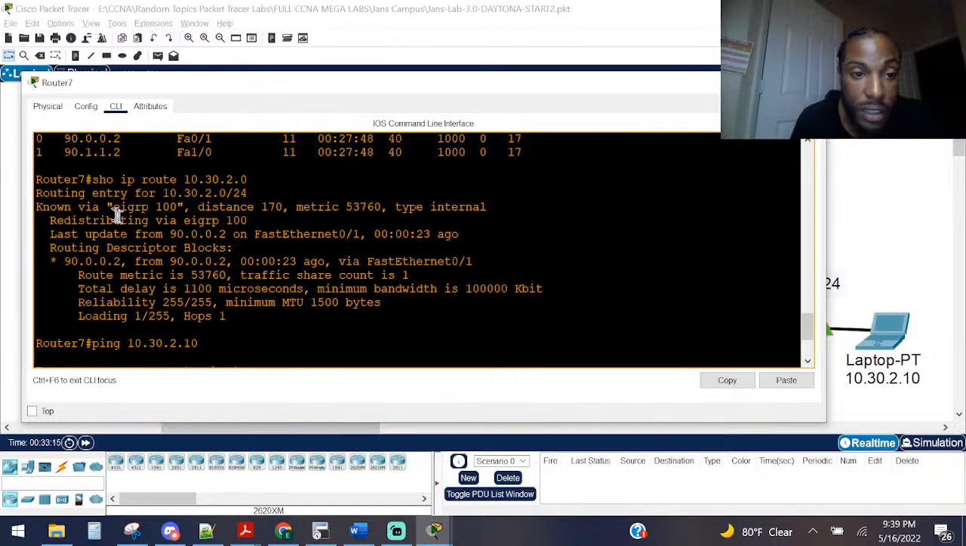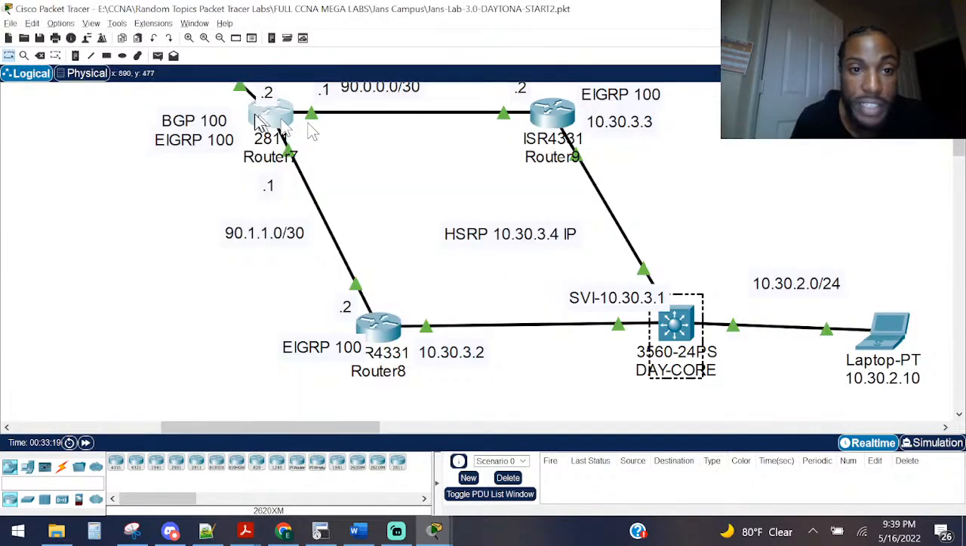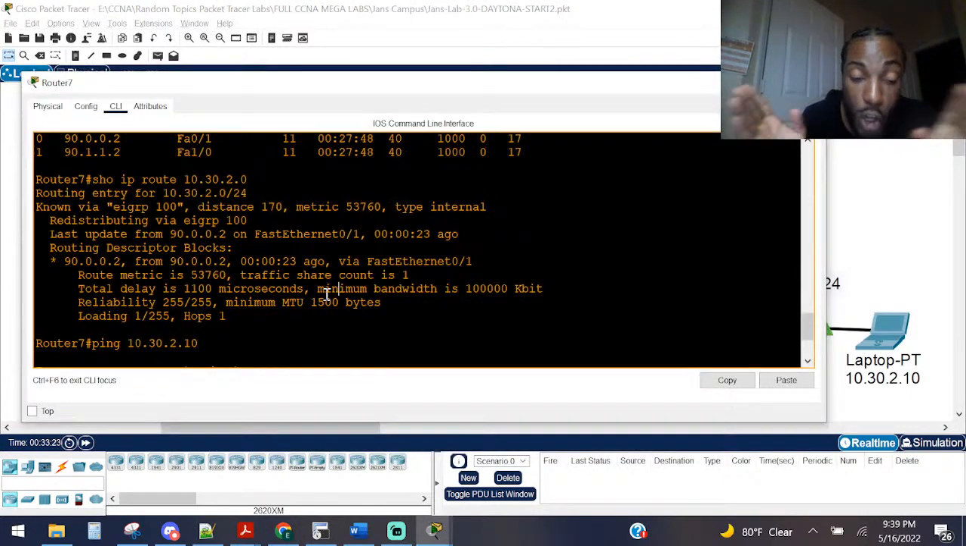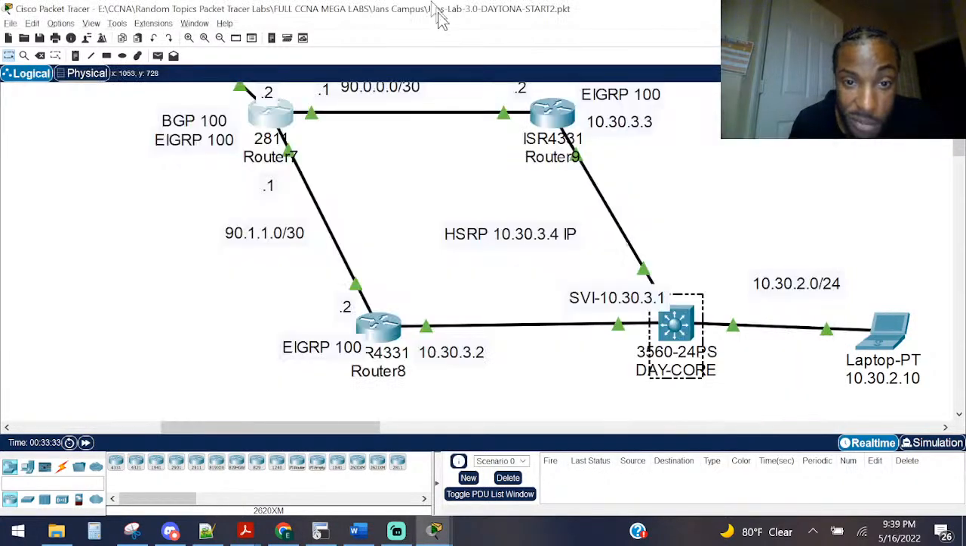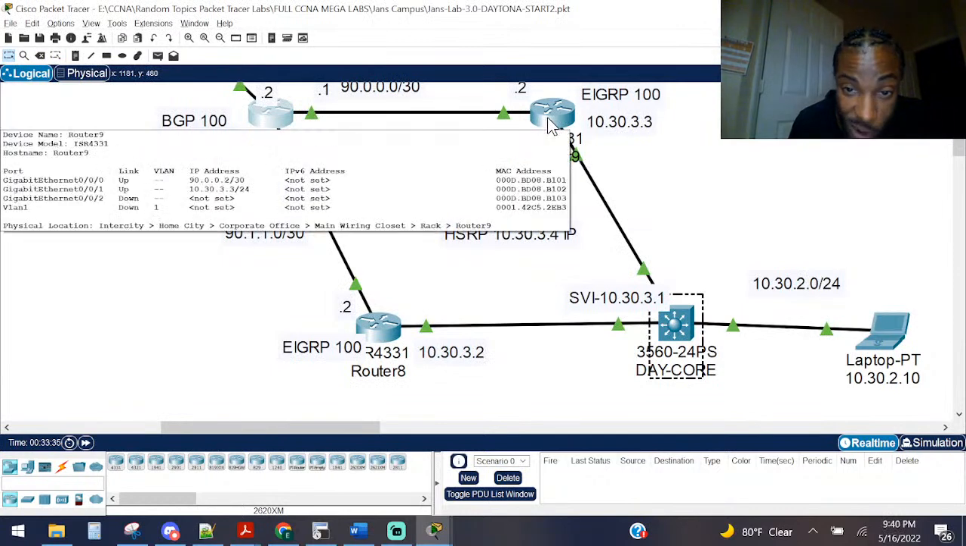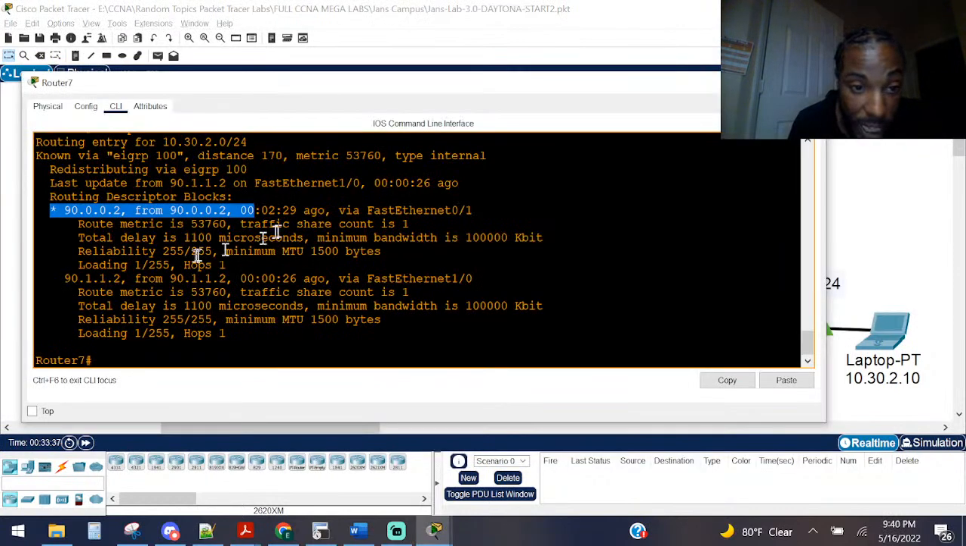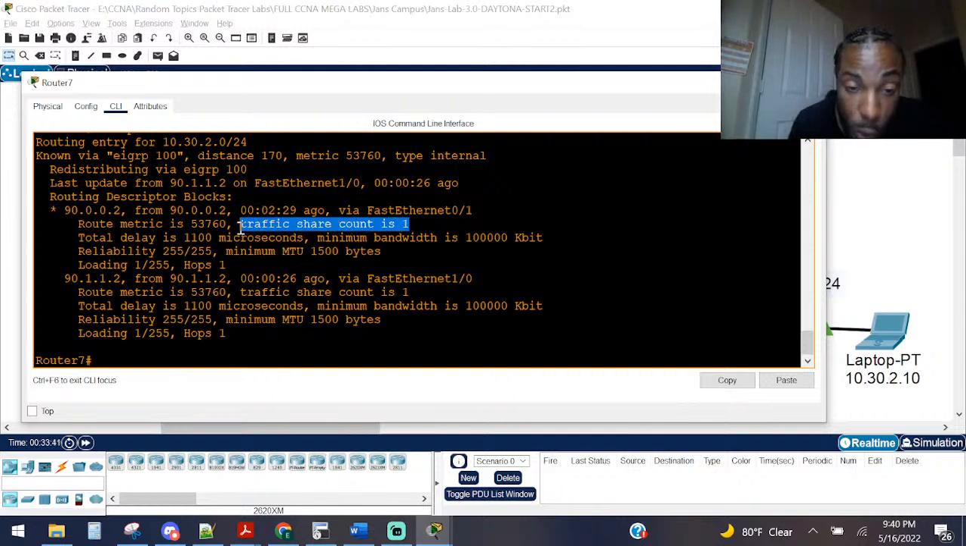Where is it at? 90.0.0.2. That is how he gets there. But now if we run that command again, he should theoretically have 2 ways to get there, and we might be able to let him load balance. Show IP route to that, and now we got 2 ways to get there. We can get there via router 9 or via router 8. We could theoretically set up load balancing, but my boss didn't ask to do all of that.